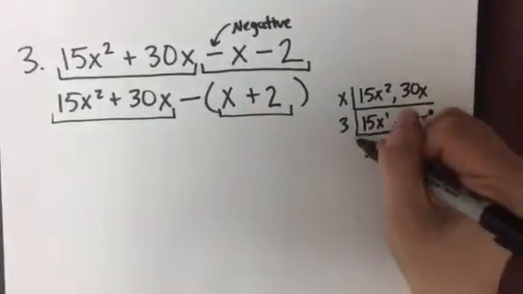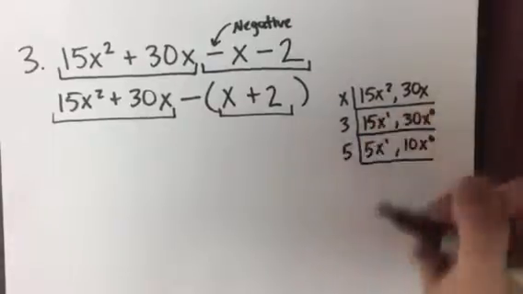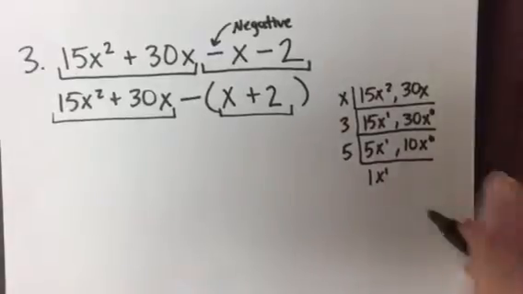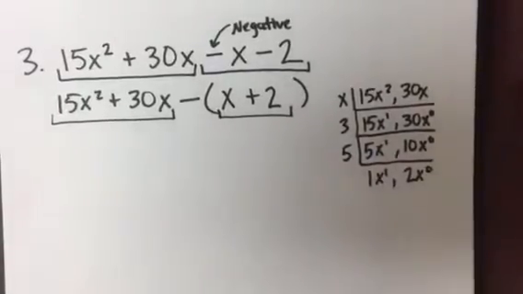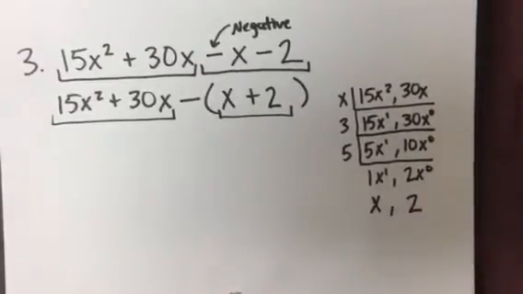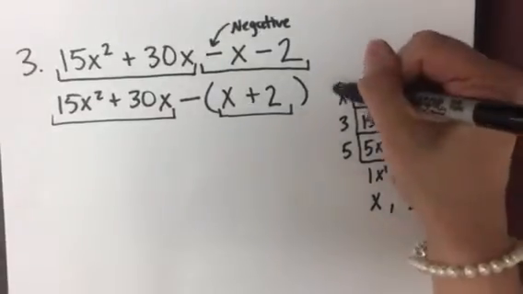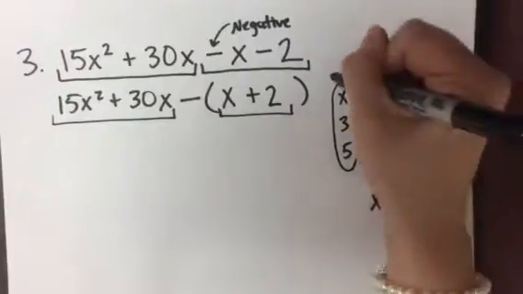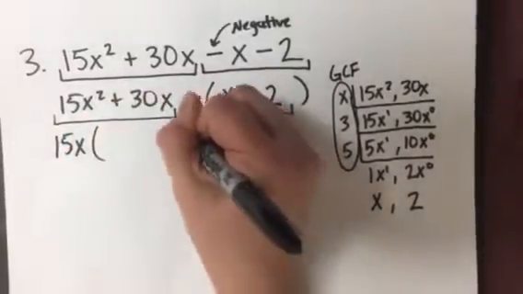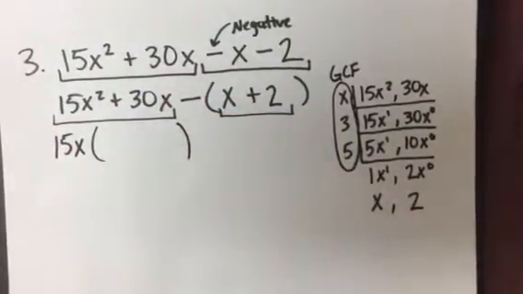Continue to divide by primes. 5 can go into both 5 and 10. 5 goes into itself once. 5 goes into 10 twice. You can simplify 1x to the first to just be x, and you can simplify 2x to the 0 to just be 2, remembering x to the 0 equals 1, and 2 times 1 is 2. So our GCF is going to be x times 3 times 5, which is 15x. Our leftovers will be here at the bottom of the prime factorization.